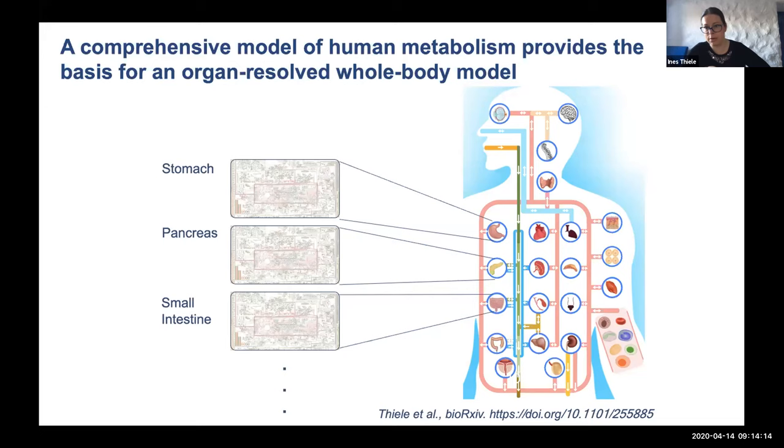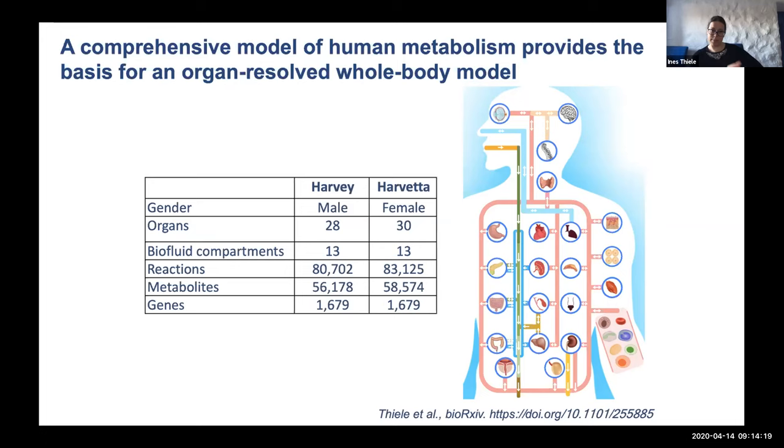To give you some ideas, this is sex specific. We have a male and a female version. The male version has 28 organs and the female version has 30, and the difference is really in the number of sex-specific organs that are considered. There are 13 different biocompartments that are considered.